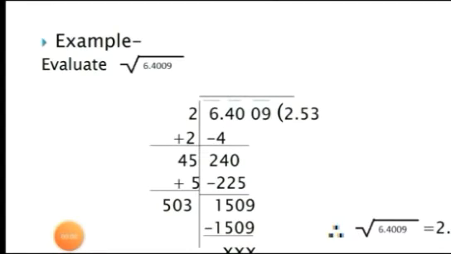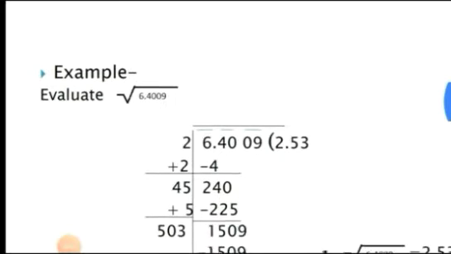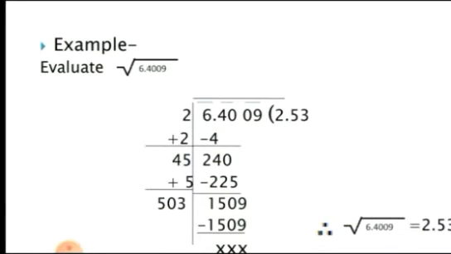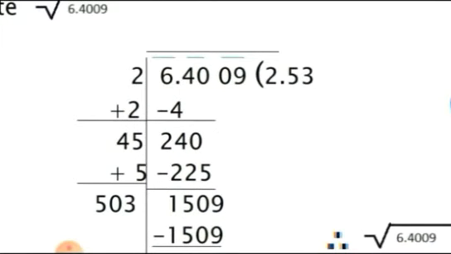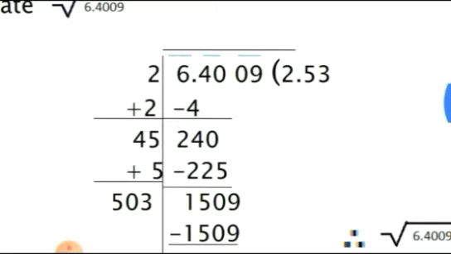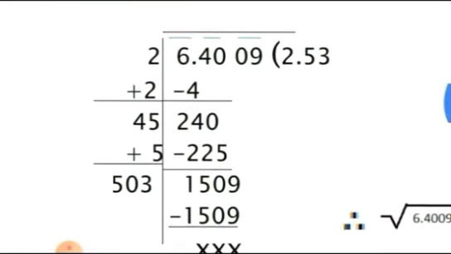Here I have solved another example. The number given is 6.4009. That means a decimal number is given. In this type of question, you make pairs after the decimal and before the decimal. Before the decimal, the number is 6, and you start your pair from the unit place. After the decimal you start your pairs here: 40 is the first period and 09 is the second period. Then the process is the same.